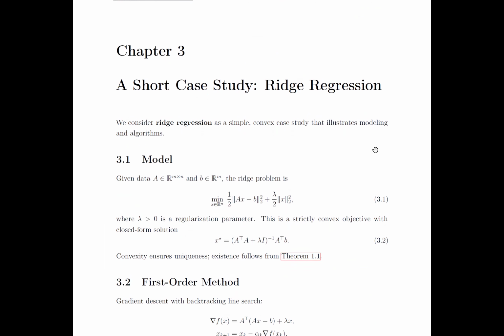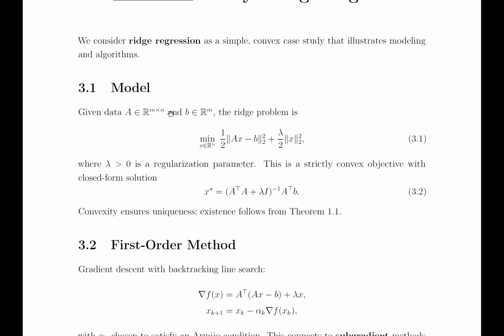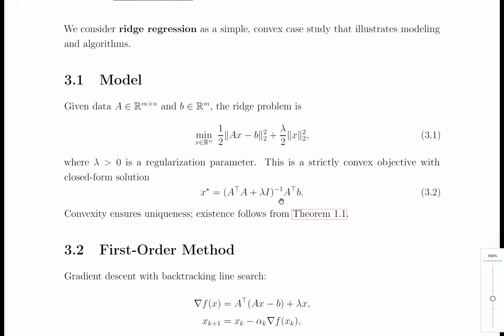So in chapter 3 now, we have a short case study for ridge regression. We consider ridge regression as a simple convex case study that illustrates modeling and algorithms. Given data, you have this model. This is a strictly convex objective with a closed form solution. Convexity ensures uniqueness. Existence follows from theorem 1.1.